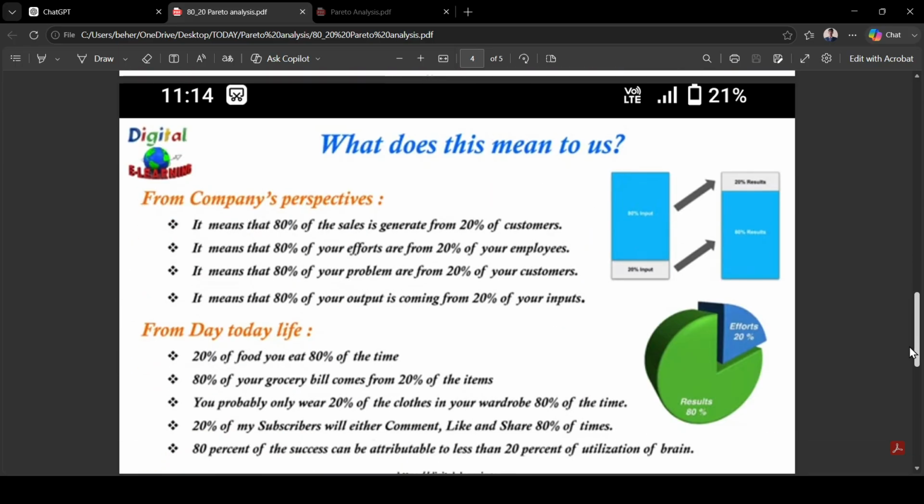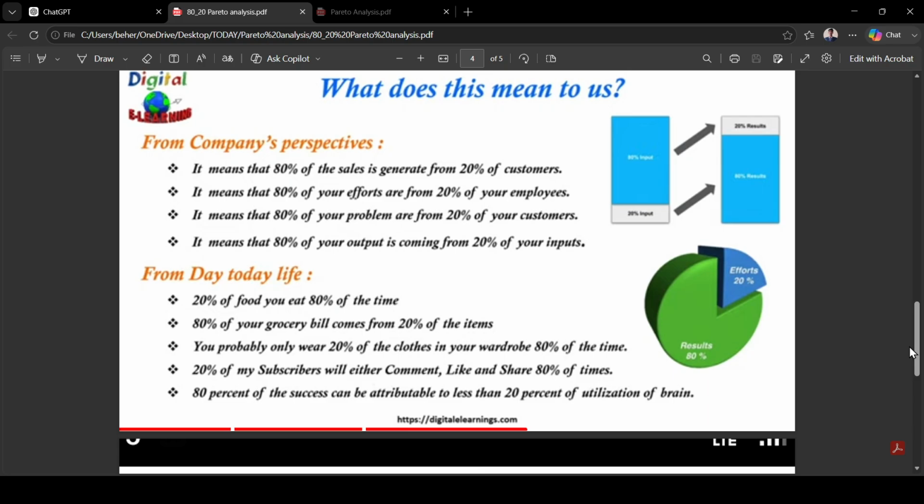So what does this mean to us? 80% of the success comes from a small utilization of the brain.